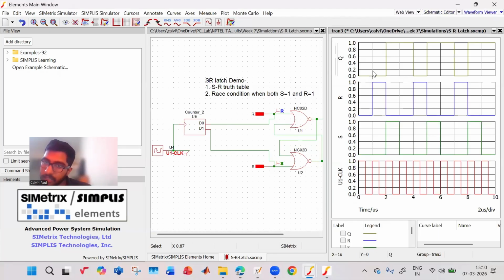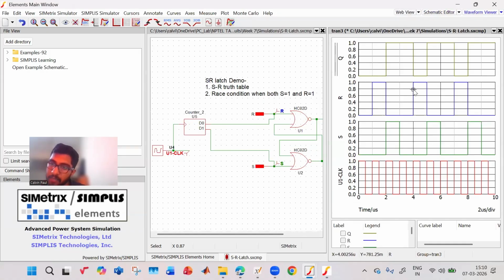So S is 0, R is 0, Q is 0. S is 0, R is 1, Q is 0. S is 1, R is 0, it remains, Q becomes 1. Okay, so Q is 1. Very good. Now S is 0 and R is 0, but Q remains 1. Q remains 1 because in the truth table, if S is 0 and R is 0, Qn plus 1 will be the same as Qn. So it remains like this.